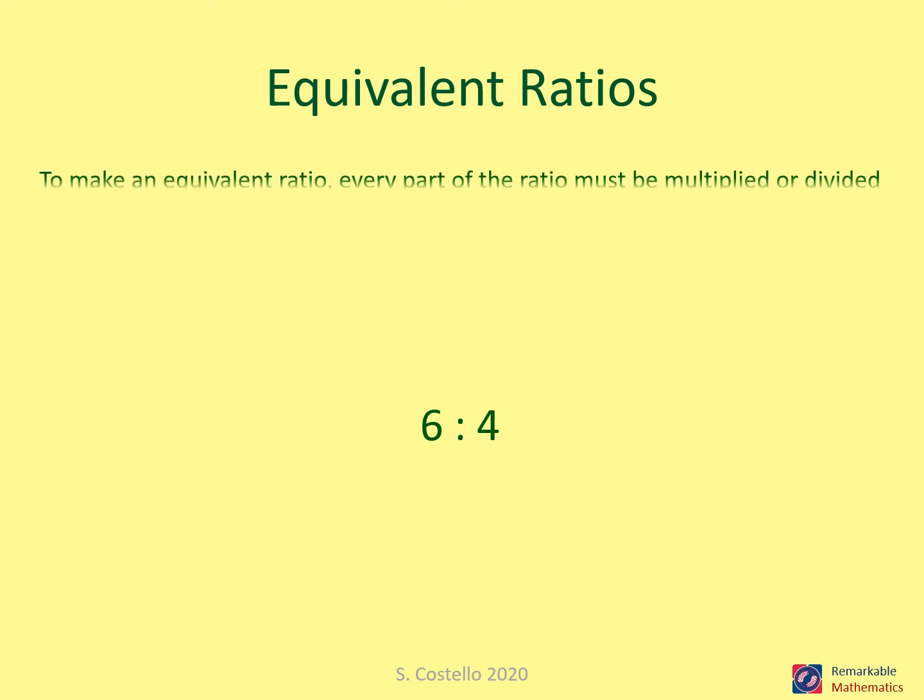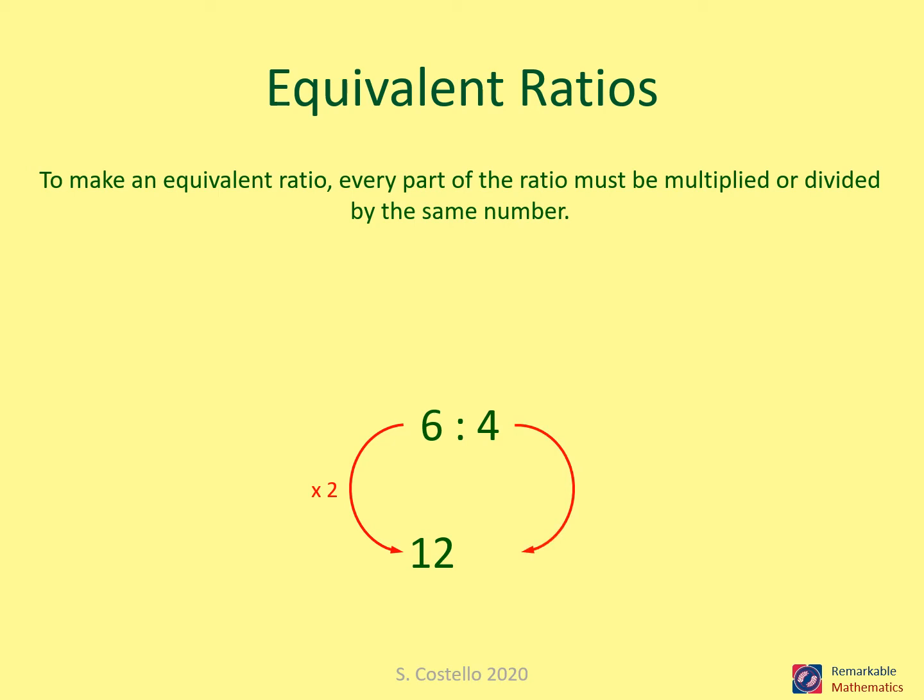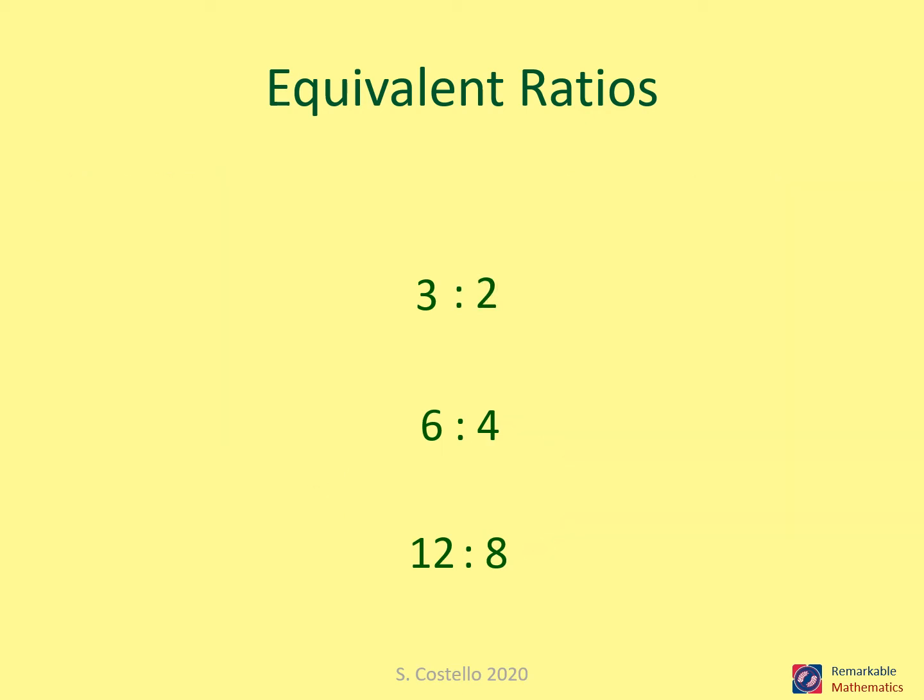Six to 4. To make an equivalent ratio, every part of the ratio must be multiplied or divided by the same number. So if we times 6 by 2, we get 12. Multiply 4 by 2, we get 8. If we divide 6 by 2, we get 3. If we divide 4 by 2, we get 2. These are all equivalent ratios.